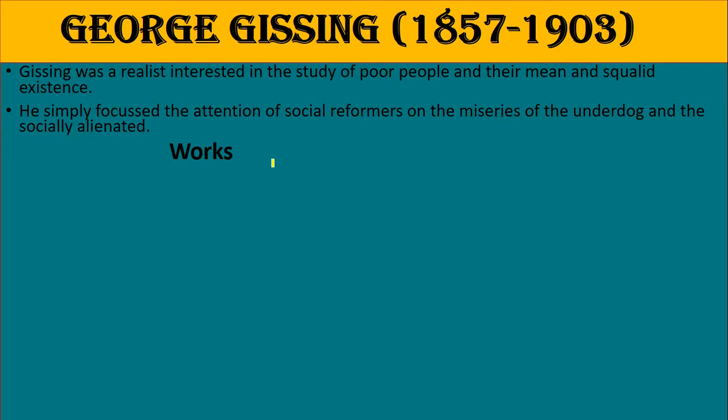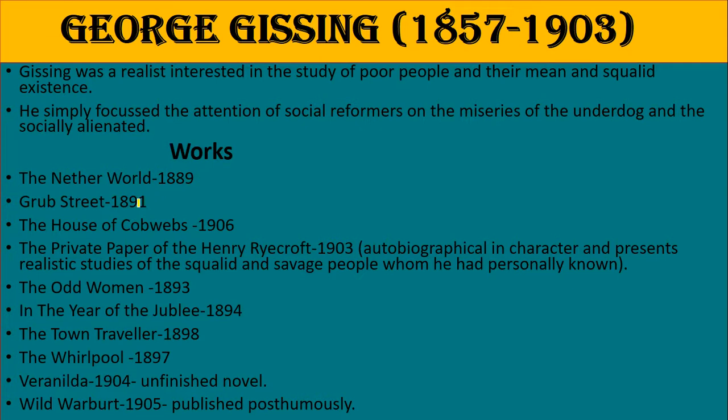The works of George Gissing are The Nether World, New Grub Street, House of Cobwebs, and The Private Papers of Henry Ryecroft, published in 1903. It is mostly autobiographical in character and presents realistic studies of the squalid and savage people whom he had known. Then The Odd Women, In the Year of Jubilee, The Town Traveller, The Whirlpool, and Veranilda. See, Veranilda is an unfinished novel by George Gissing. Will Warburton, 1905, was published posthumously, after the death of the author.